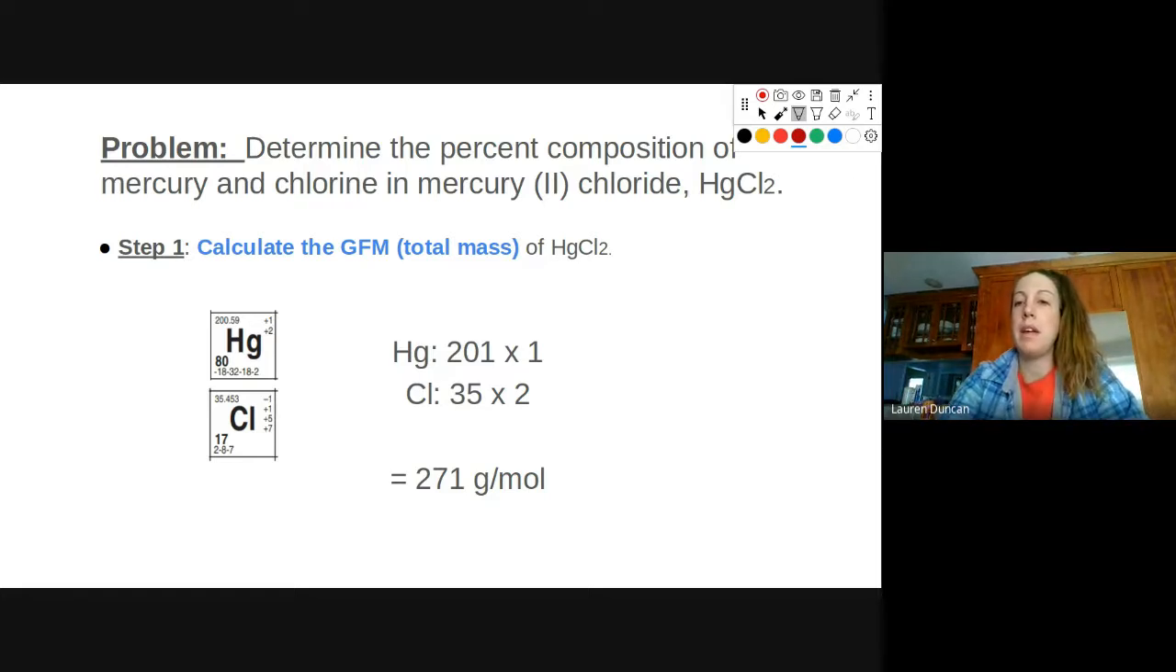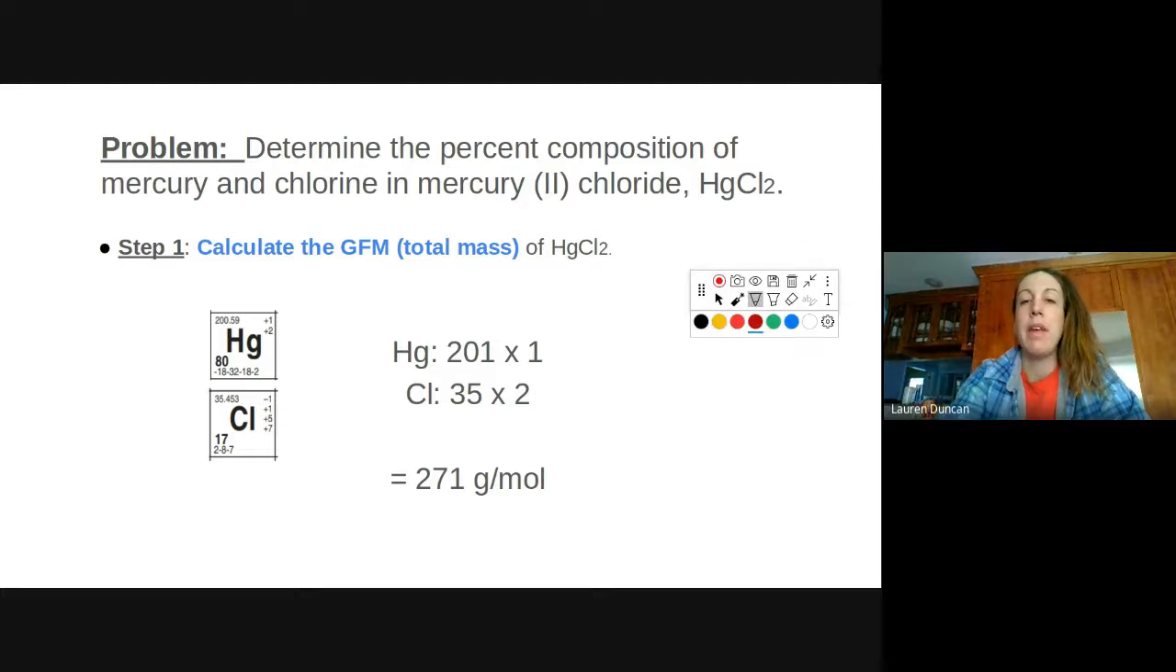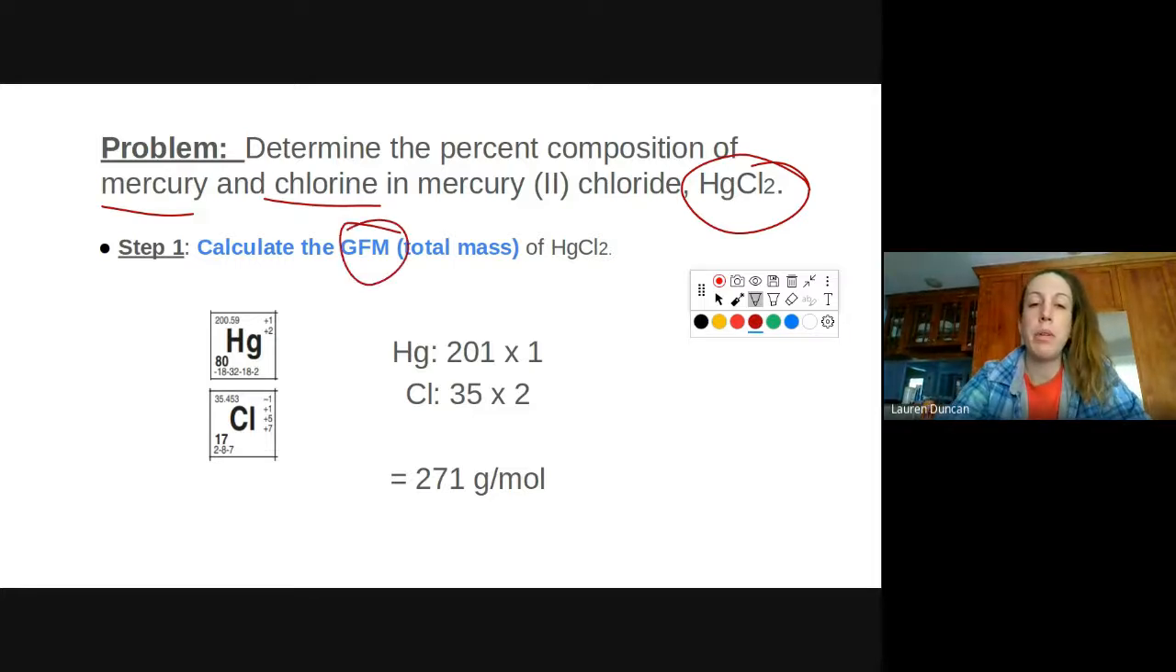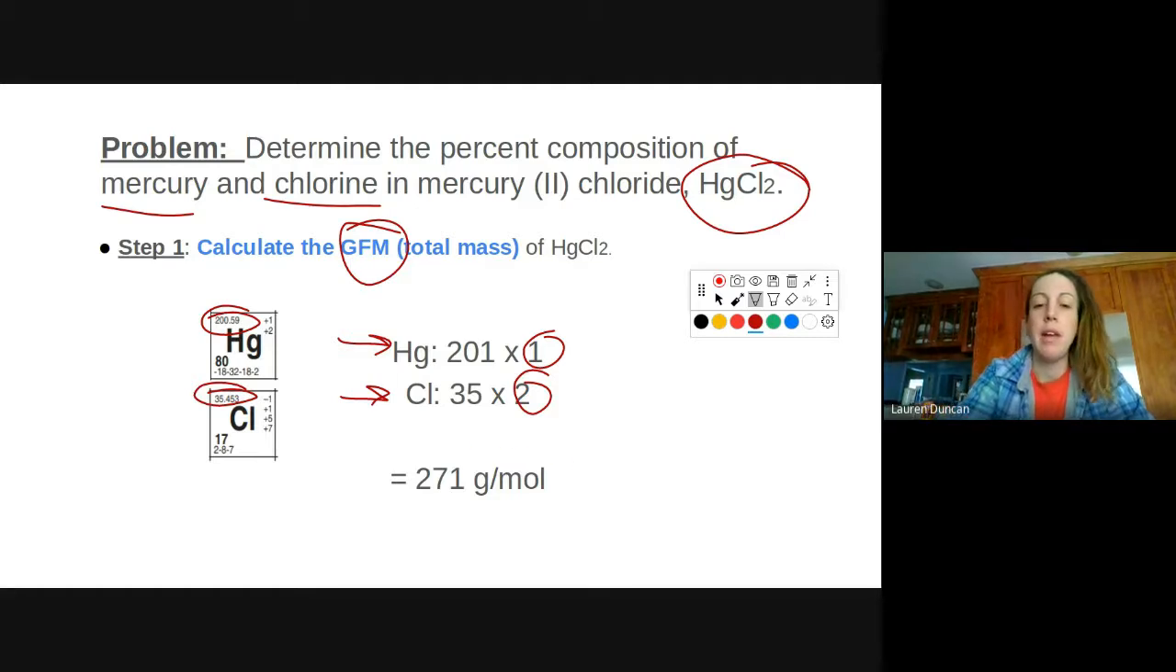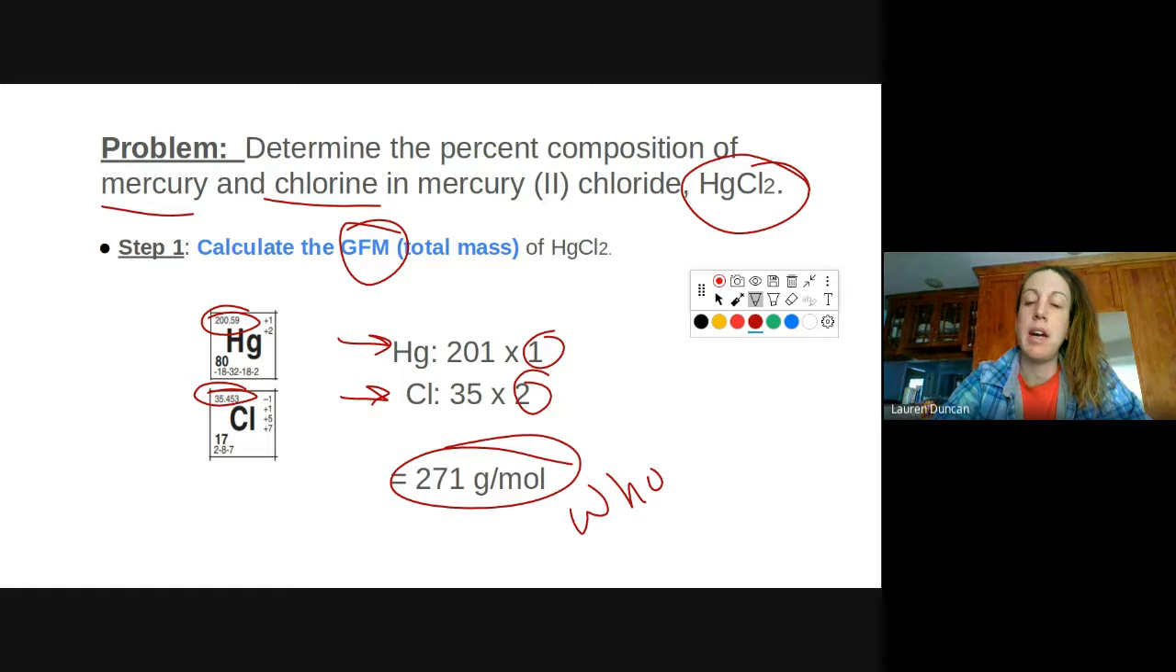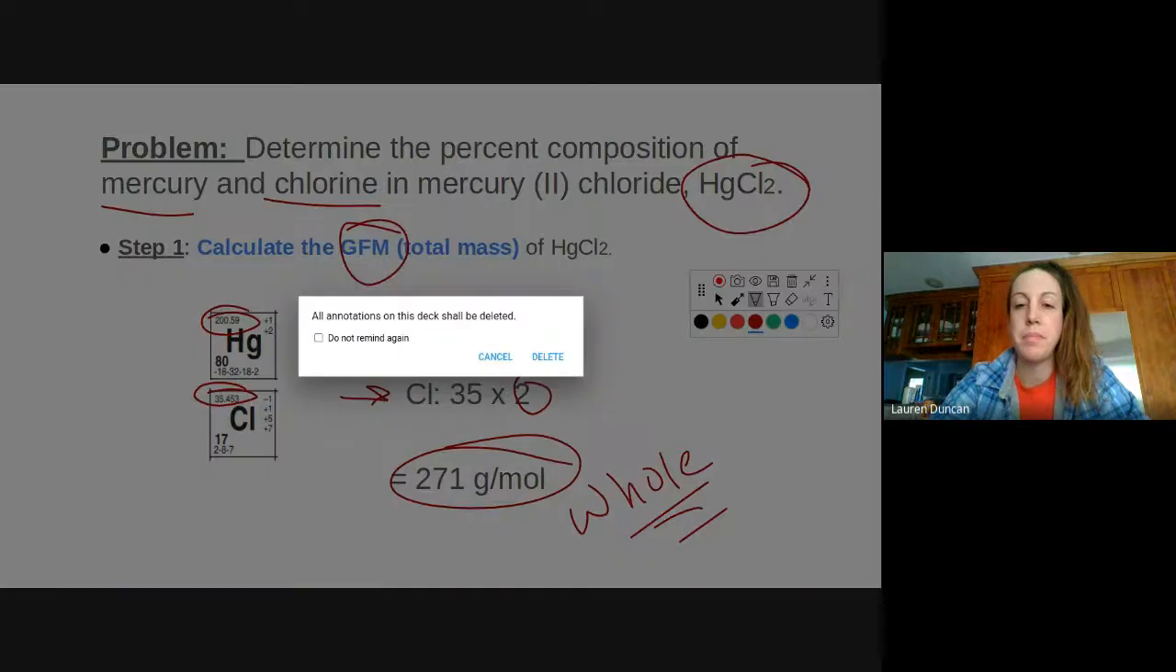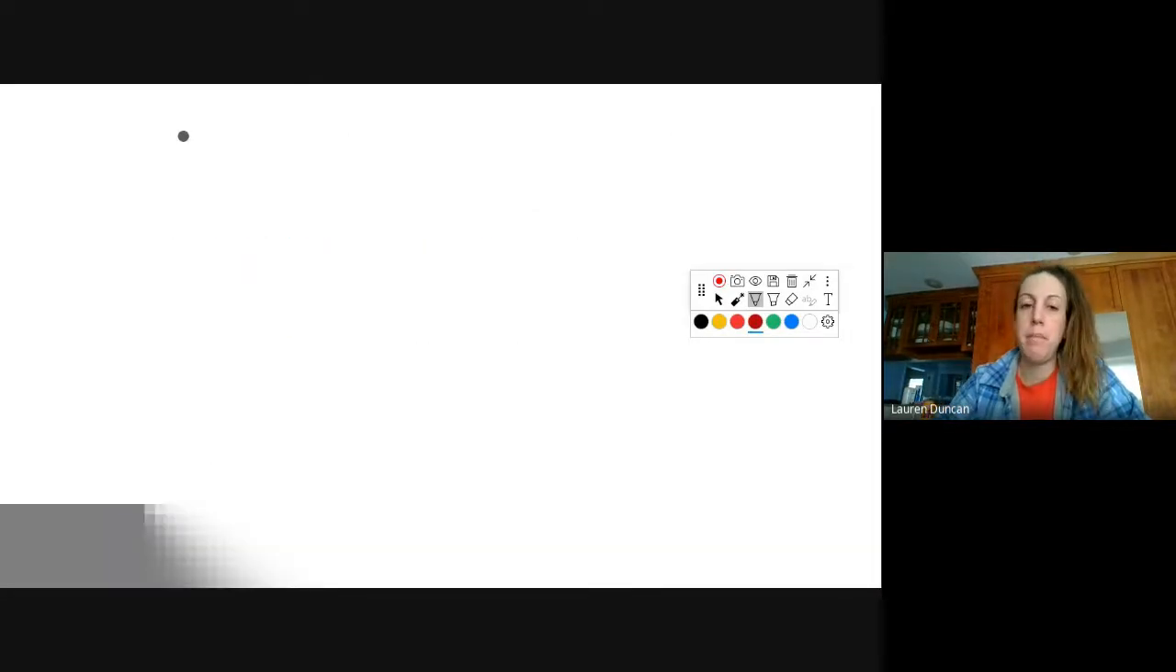If we did it for the sample calculation that I'm asking about, it says determine the percent composition of mercury and chlorine in mercury 2 chloride, which is HgCl2. So to get the mass of the whole thing, again, we're getting the GFM. We have mercury and chlorine in this compound. There is 1 Hg for every 2 Cls. I would multiply the number of atoms of each element by the rounded mass from the periodic table of elements. And I would get for this substance, the mass of the entire mole, the mass of the whole thing, is 271 grams per mole. Okay, step 1, get the GFM.